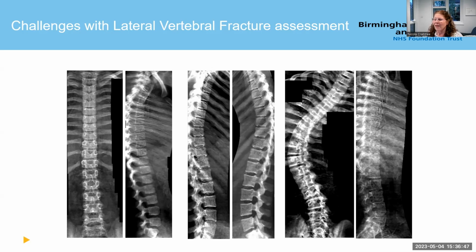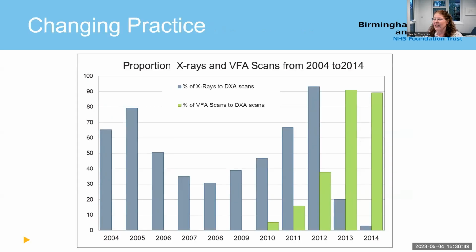So just having a look to see how VFA has changed clinical practice. So this is in our centre. We did an audit going back to 2004, and these were X-rays requested after they'd had the DEXA scan. So they'd had the DEXA scan done, we'd identify low bone density, and then they were referred on to have an X-ray to look for vertebral fracture.